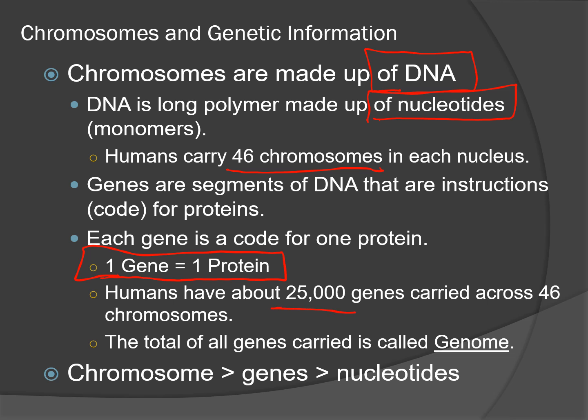We have about 25,000 genes that are scattered across those 46 chromosomes. It's actually 23 because we have 2 copies of every gene on the 46 chromosomes. So a single chromosome has many genes. We have 25,000 genes, only 23 chromosomes. So each chromosome has to have hundreds or thousands of genes on them. All of your genes together is called your genome. So your genome is figuring out what all genes you have and what the composition of those genes are.